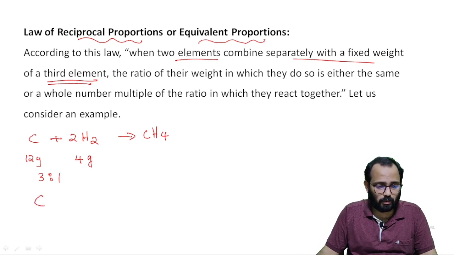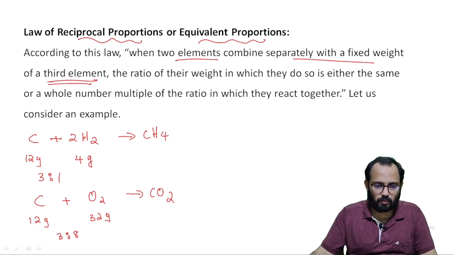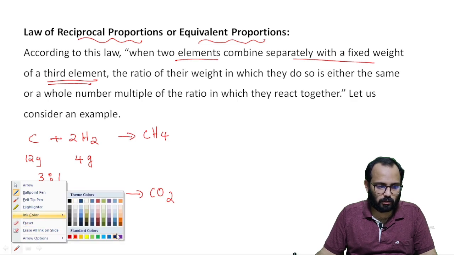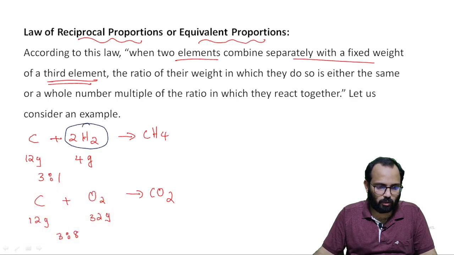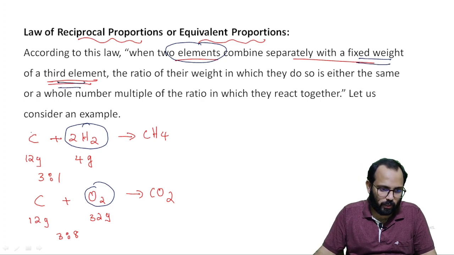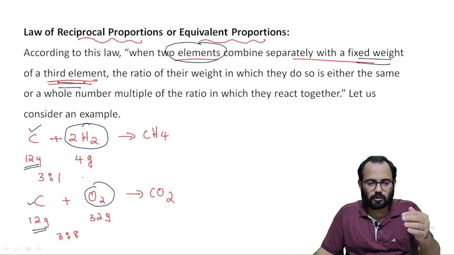Okay, I'm going to make another reaction. Carbon reacting with oxygen, you will get carbon dioxide. Here carbon is 12 grams, oxygen 32 grams. So the ratio is 3:8. Now, which are the two elements? Hydrogen is one element, oxygen is one element. These two elements combine separately with a fixed weight of the third element, carbon. So two elements are combining with the fixed weight of the third element.